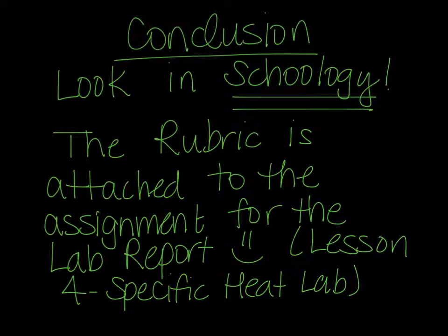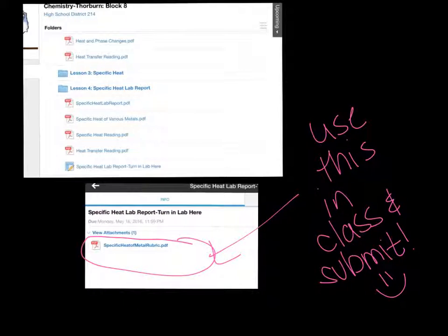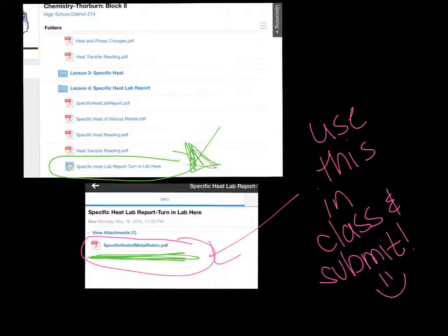To make sure that you get the best grade that you can, there is a rubric in Schoology, okay? It is in the same folder where you got this document. So if you go into Schoology right here, where it says Specific Heat Lab Report, this is where the rubric is, okay? It is in the assignment. It's attached there. So open that up, and as you are writing your conclusion, go through there, check things off, and then you want to turn in your lab report.